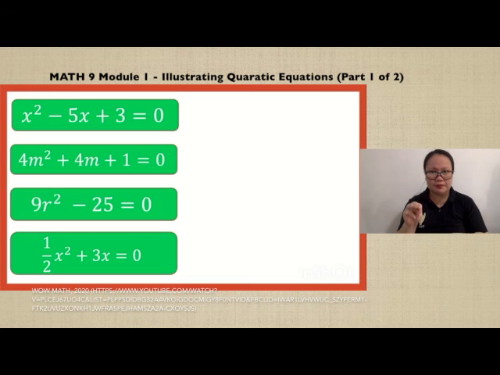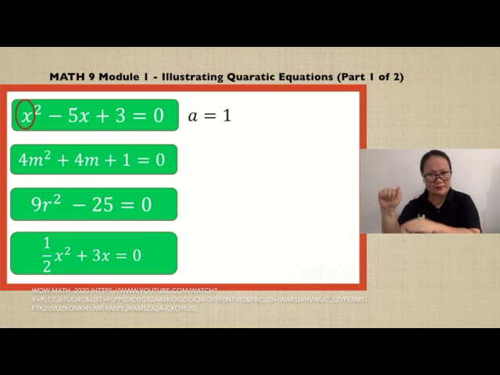Okay, so let's have an example. Let's try to identify a, b, and c given the following quadratic equation. So, I have here x squared minus 5x plus 3 is equal to 0. Now, ano nga ba ang a value, b value, and c value of the given quadratic equation? So, a is equal to 1 since the numerical coefficient of the variable is always 1.